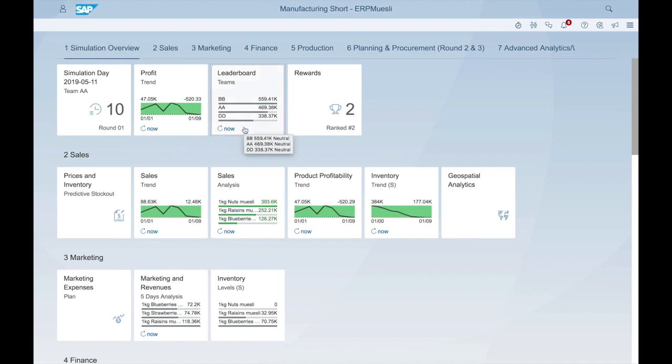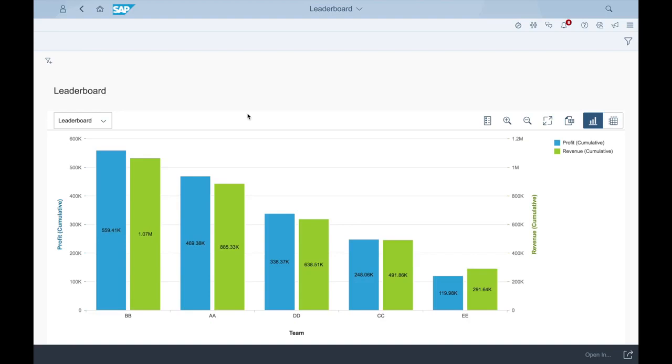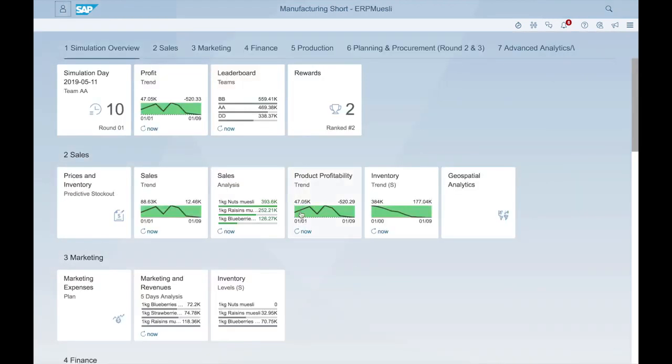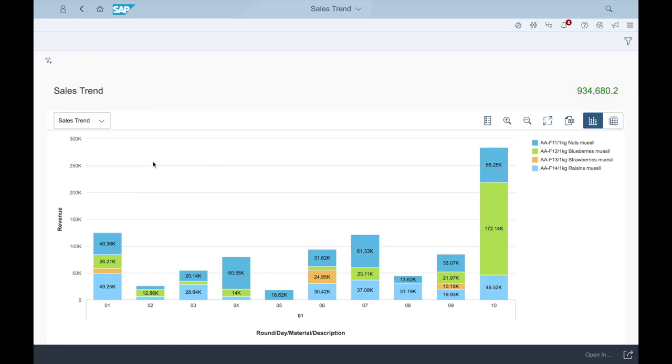Another engaging and competitive feature of our simulation is the ability to track my team's performance against the other rival teams. In the on-screen example, you can see I'm a member of Team A and closely trailing, at the moment, Team B, who appears to have a slight lead. However, I did recently make changes to my sales prices. What impact, if any, do my lowered prices for blueberry muesli have on sales?